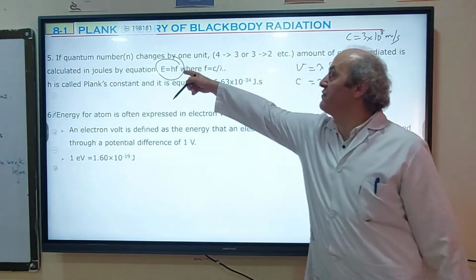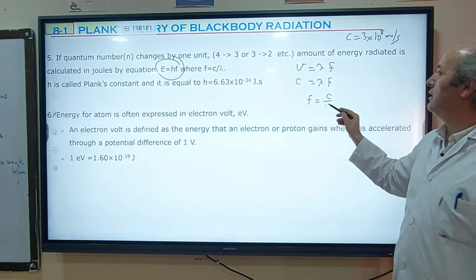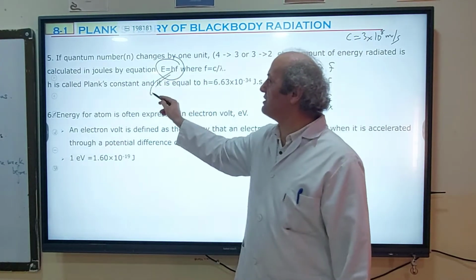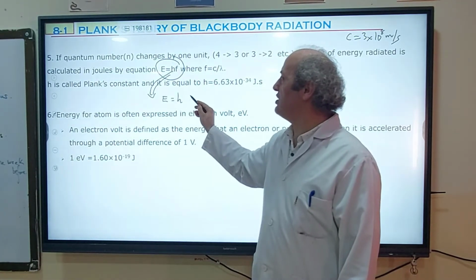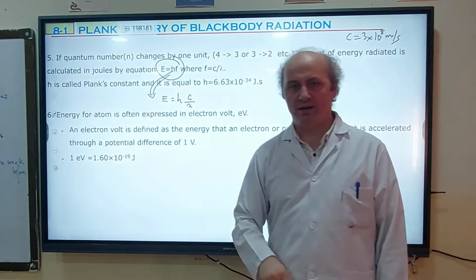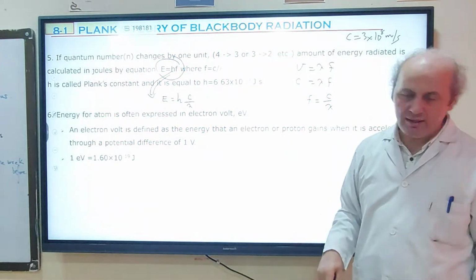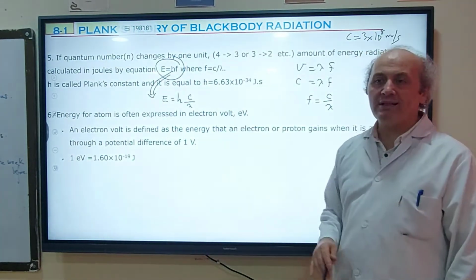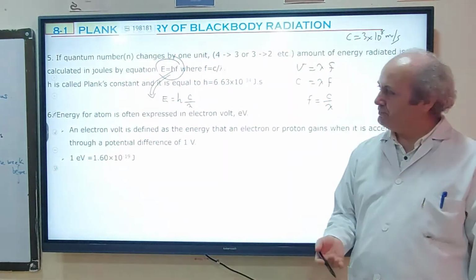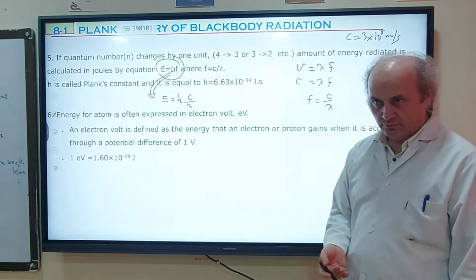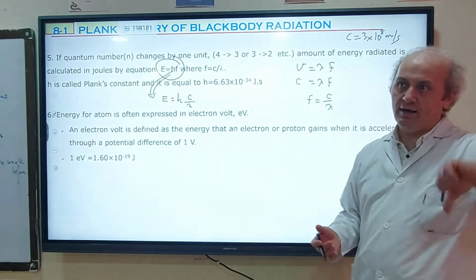If instead of f, you would like to write its equivalent, so f is equal to c divided by lambda. Sometimes this equation will be written in terms of lambda. E is equal to h c divided by lambda. Instead of f being inserted, its equivalent c divided by lambda. And the result will be calculated in joule because it's energy, the unit of energy is assigned to it. Joule. So energy is inversely proportional to wavelength. Yes, correct. As wavelength gets longer, energy of the quanta decreases.